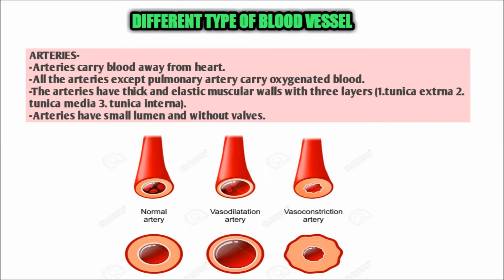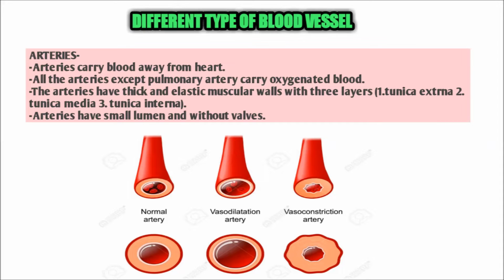In the artery walls, three different types of layers are present. These are: the first layer, known as the tunica externa; the second layer, the tunica media; and the third layer, the tunica interna. These three layers together make up the structure of the artery.